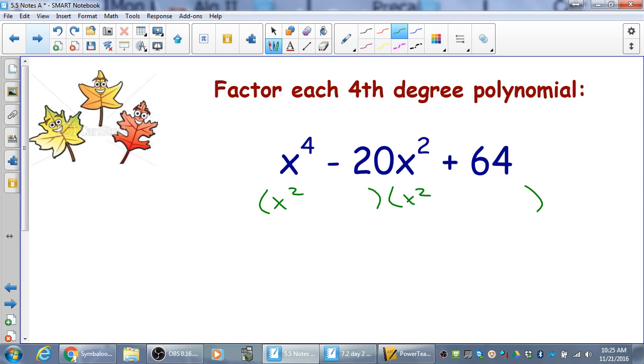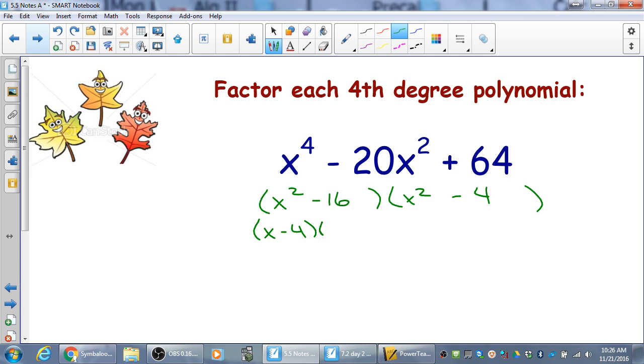Eight and 8, 16. What else do we have? 16 and 4. Thank you. 16 and 4. Both of those are the difference of 2 squares. Both. So they're both perfect squares, and it's both minus.